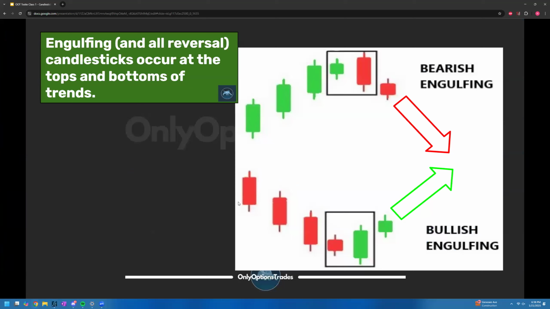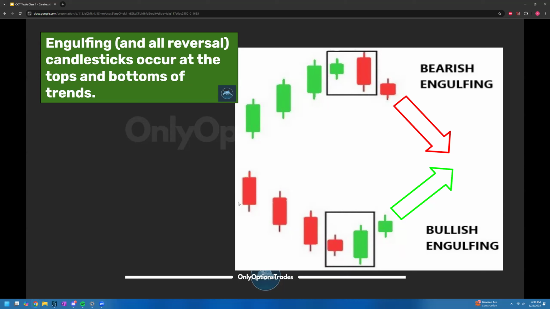So moving on to the first example, this is a very simple pattern, a bearish or a bullish engulfing. This is something that I'm sure many of you have probably heard the name of before. So generally the comment here is that any kind of engulfing pattern or all reversal candles or patterns should occur at the tops and bottoms of trends, right? Fundamentally, that's what a reversal candle needs to be.